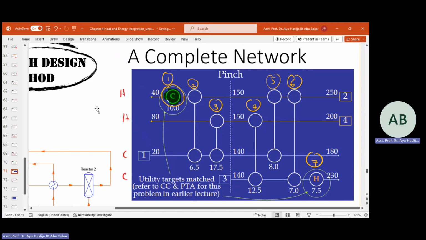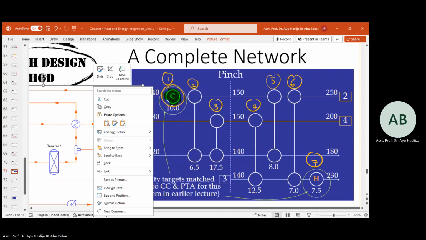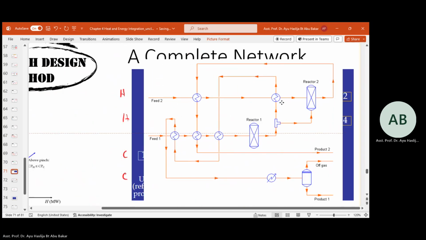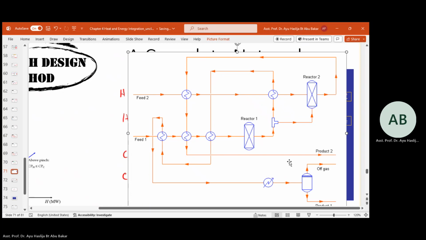Okay, this is the complete network. So once you get the complete network, you are required to construct the final heat exchanger network. So it will look like this. Okay, how to connect this? You should relate back to the stream feed info.